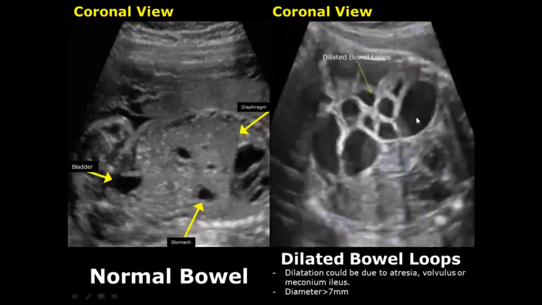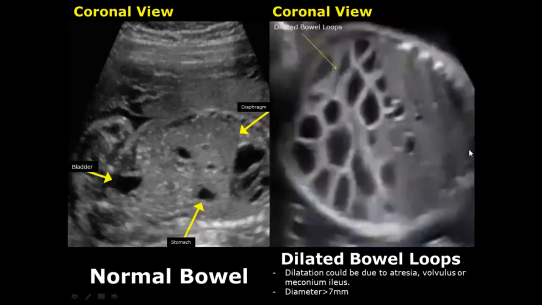Dilated bowel loops can occur due to atresia, volvulus, in which the intestine twists on itself, or meconium ileus, in which there is thick impacted meconium causing obstruction. The diameter will be more than 7 millimeters. Here we have another image of dilated bowel loops in coronal view.